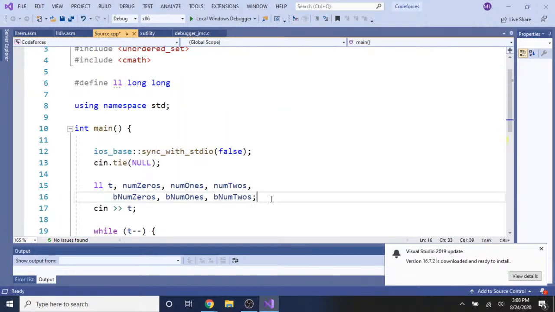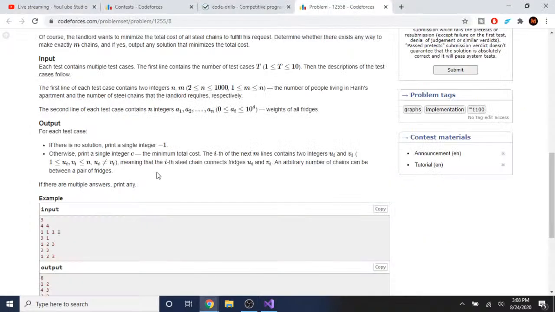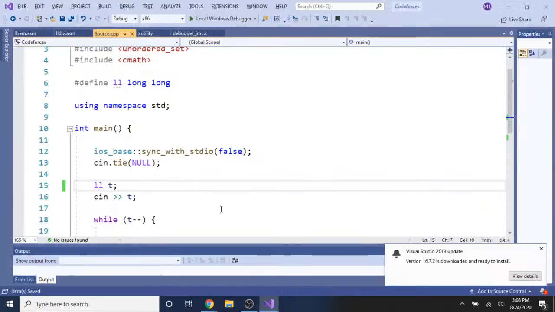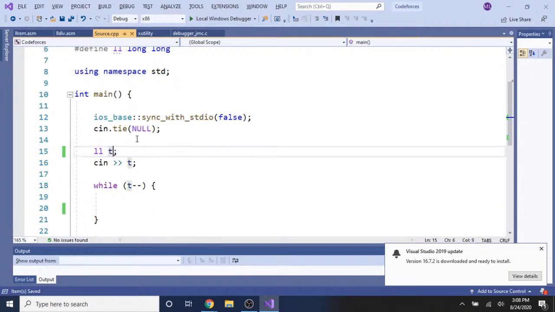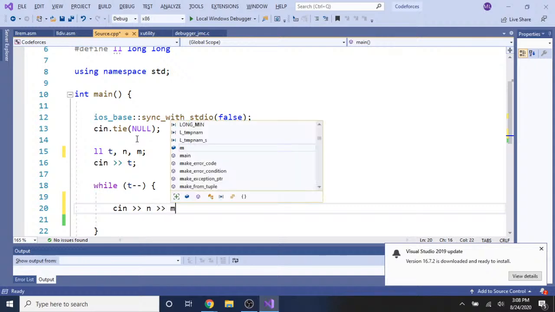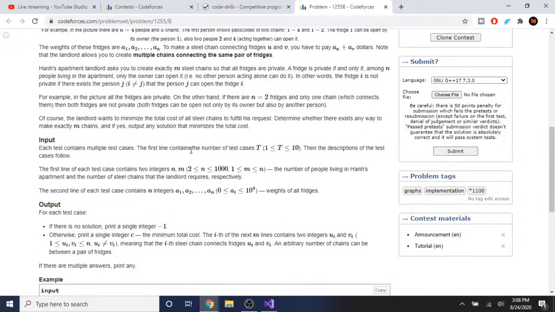So we have T test cases, right? For each test case. Yeah, the number of test cases. Each line is N and M, so we're going to read in N and M. So let's do that. The number of people living in Hannah's apartment, the number of steel chains that the landlord requires respectively.